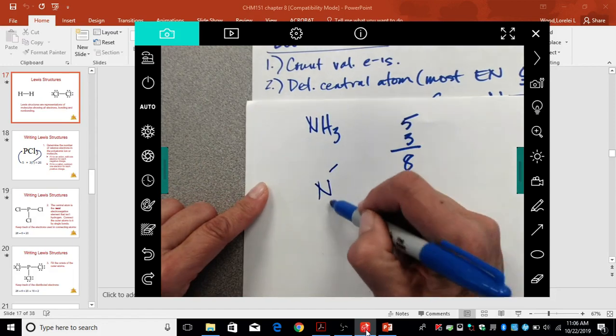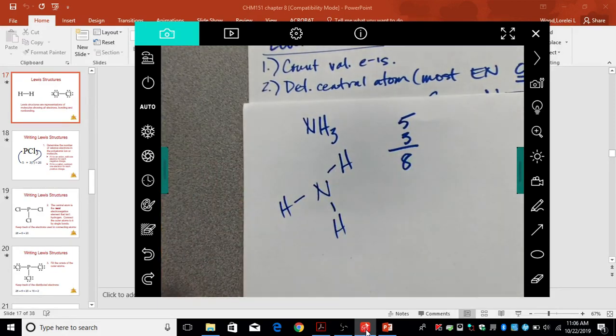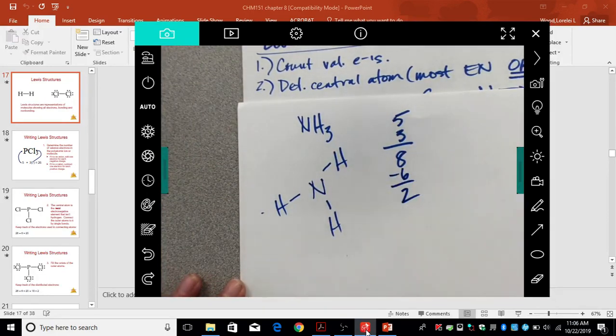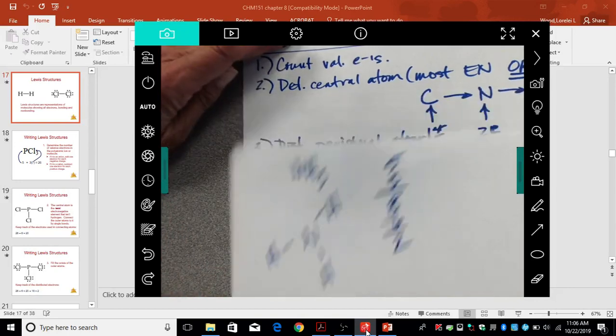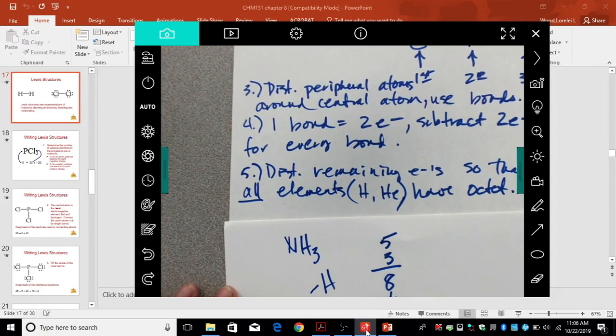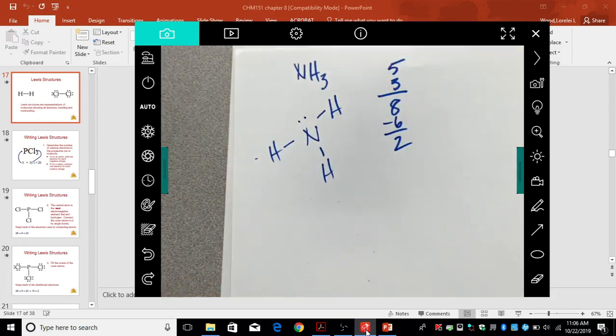Nitrogen. 1, 2, 3. Hydrogen, hydrogen, hydrogen. How many valence electrons do I have to subtract now from my total of 8 for those 3 bonds I just made? Minus 6 gives me 2 left. Now I have to use my last rule, distribute the remaining electrons so that all elements have an octet. Where am I going to put those last 2 electrons? On the nitrogen. And here's why.